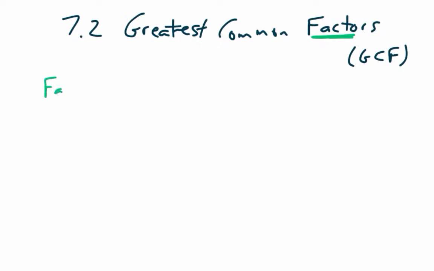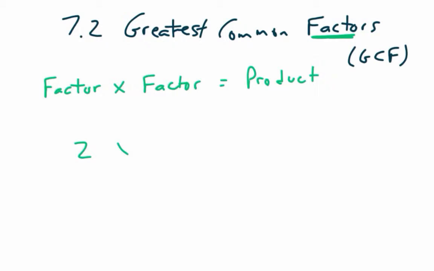You can skip it if you want to, but if you have two numbers that you're multiplying, those are both called factors. So you have a factor times a factor equals a product. For example, you could have 2 times 3 equals 6. 2 and 3 are factors of 6. And you could also say 1 times 6. 1 and 6 are also factors of 6. So that's what we're talking about when we say greatest common factor.